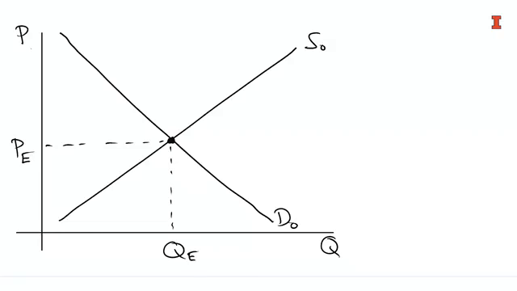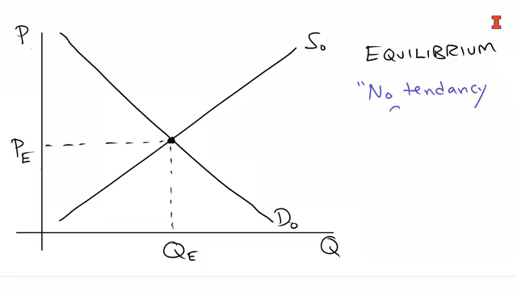What we want to do is discover something that economists call equilibrium. It's fundamentally important to our understanding. Equilibrium, for us, has a very simple definition: no tendency for change.